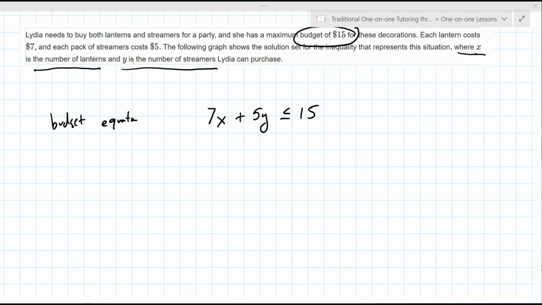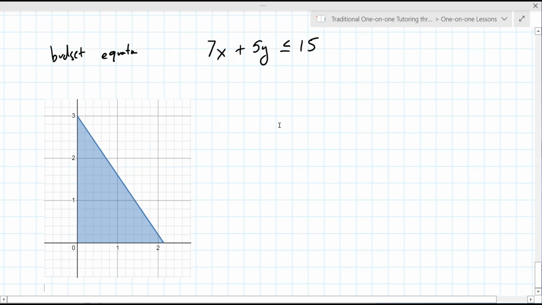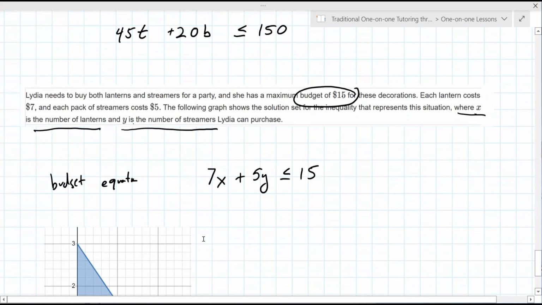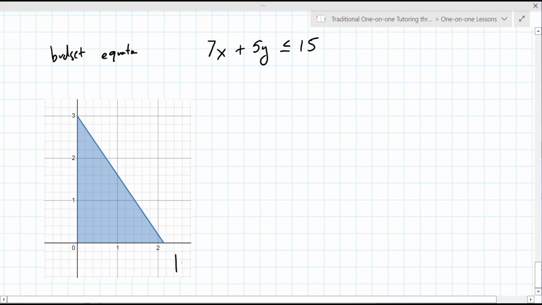Okay, so I went ahead and graphed this for us. Let me show it here. Actually, I don't like that. There we go. That'll be better. Okay, so here's the graph of this problem here. And the X represents the lanterns and Y represents the streamers.